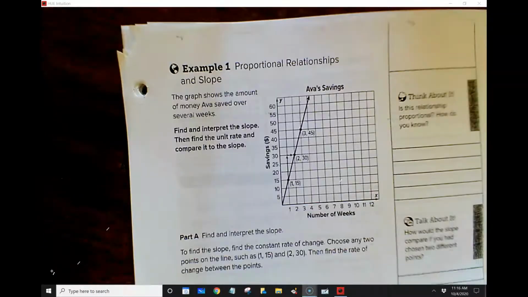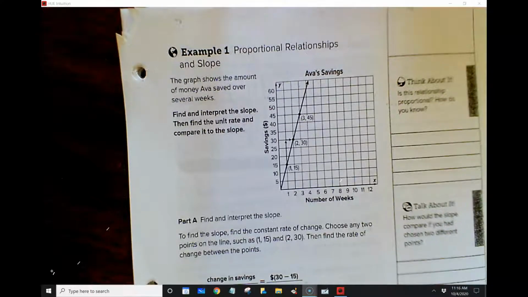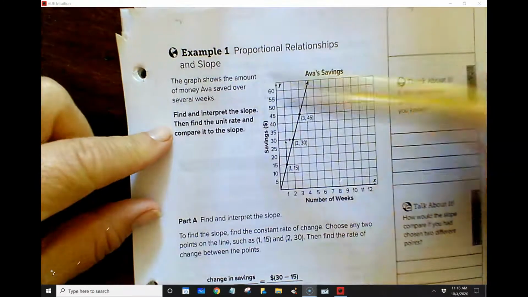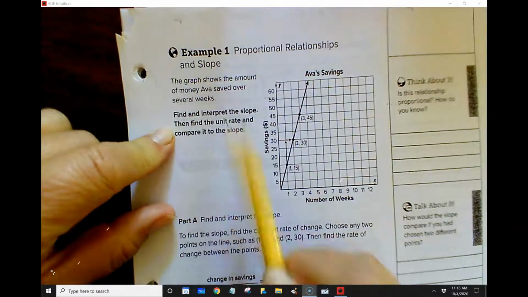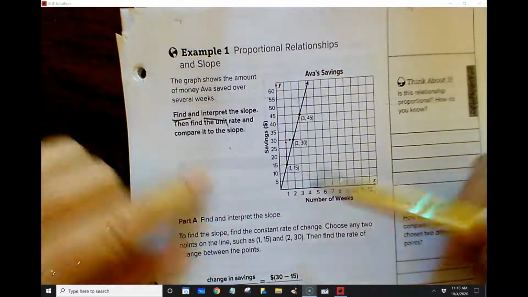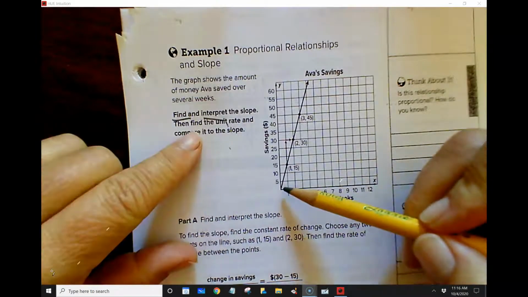Let's see about Ava's savings. The graph shows the amount of money Ava saved over the first several weeks. Find and interpret the slope. What is the slope? You have to find it and interpret it. Then find the unit rate and compare it to the slope. All right. So let's go through this. Let's find and interpret the slope.